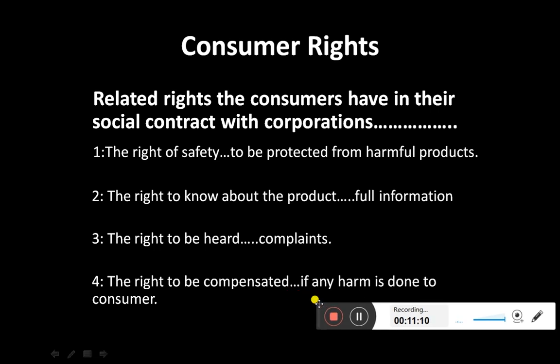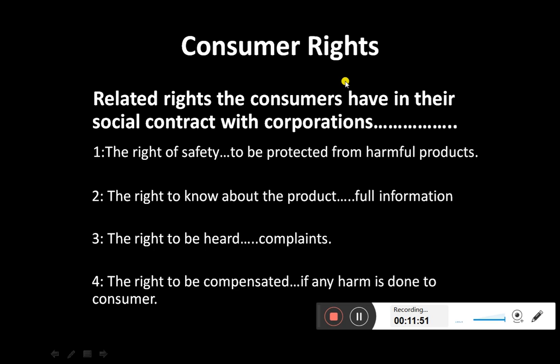As I told you, organizations have some rights due to the social contract with the consumers, so just because of this social contract, consumers also have some rights over the organization. What are those rights? How can businesses protect the rights of the consumer? In this slide we are going to discuss the protection of consumer rights by the businesses or corporations, and this is because of the social contract, the social bondage. These are the rights the consumer has in their social contract with corporations.